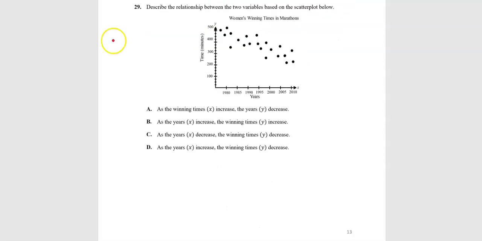All right, 29, we're going to go ahead and describe the relationship and the correlation in the scatter plot. We've got women's winning times in marathons. Our y-axis is times in minutes, and our x-axis is years. The correct answer here is D, because as the years, which is x, increases, as the years go up, the winning times decrease. Okay, we're going down.